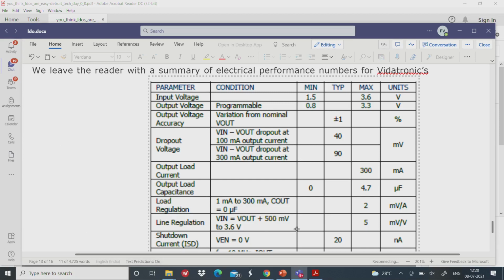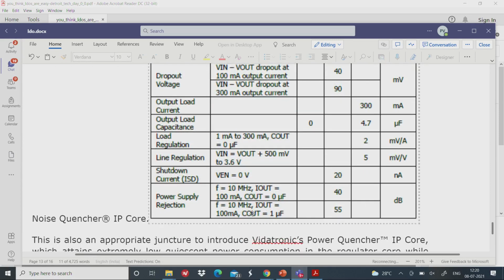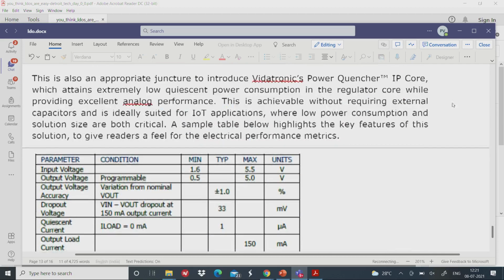Then shutdown current is mentioned, then power supply rejection is mentioned. Okay. These numbers are just about okay, 40 dB at 10 megahertz is okay. Remember 10 megahertz and current drawn is only 100 milliamperes. For 10 megahertz, but if the current changes to 100 milliamperes, but the output capacitance that you have some other value, then you will get up to 55 dB. So these values that you choose have a huge impact on the power supply rejection, and this is very important to be borne in mind.